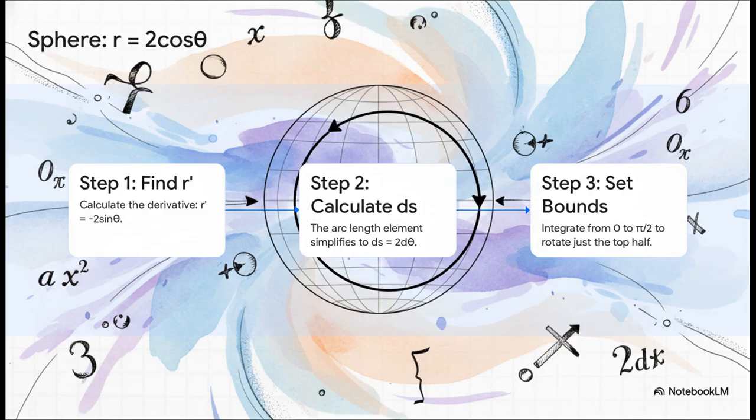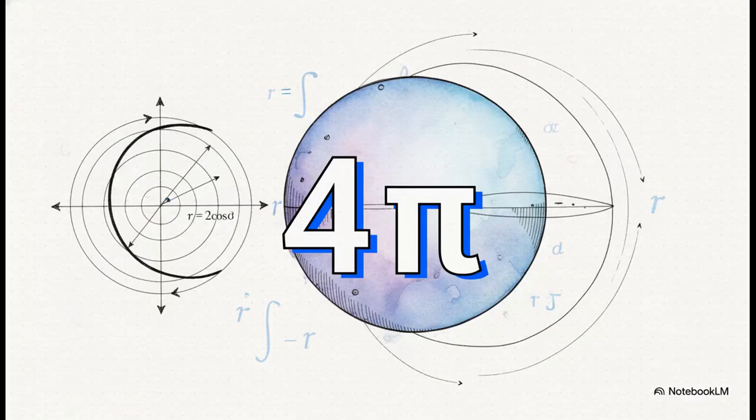And this is really important. To get the entire sphere, we only need to spin the top half of the circle. And that top half is traced out as theta goes from 0 to pi over 2. And after you run that integral, you get 4 pi, which is perfect.